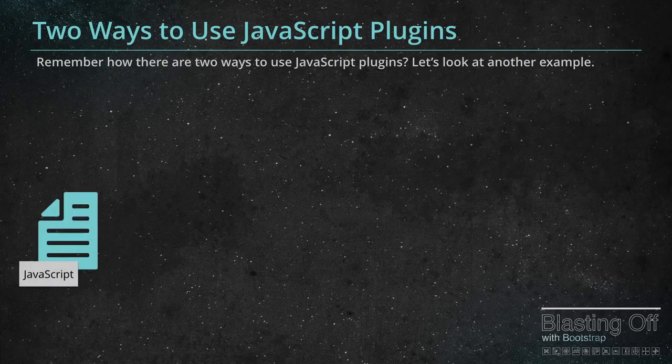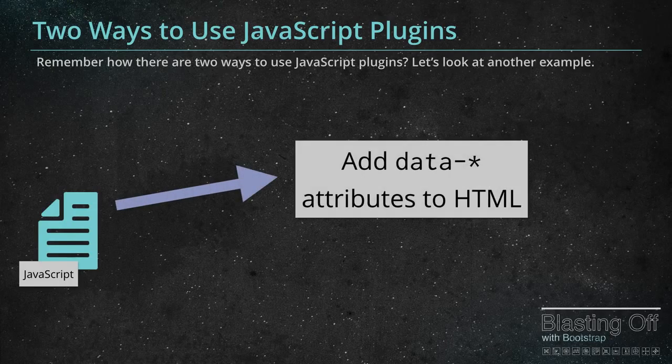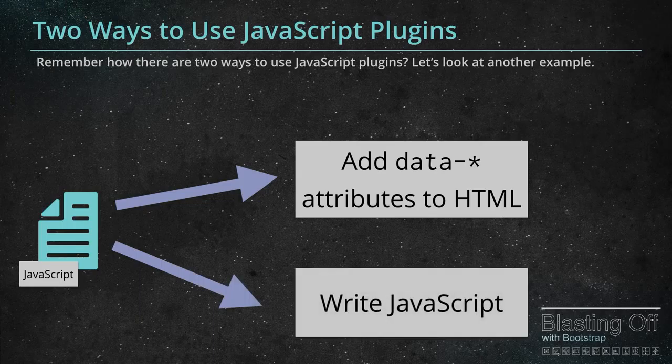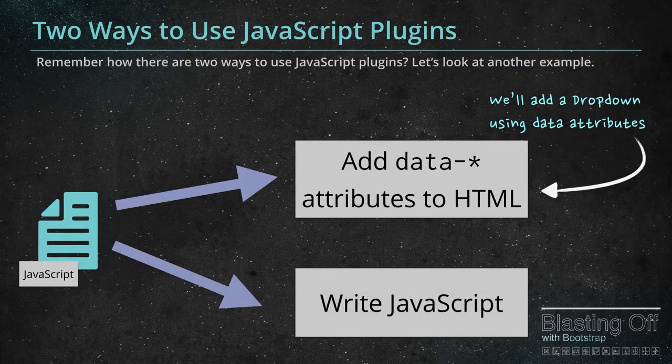Actually, we can use the dropdown plugin the same 2 ways as our Bootstrap collapse plugin, either by adding data attributes that we add to our HTML, or by writing JavaScript. Again, we'll be adding data attributes to our HTML, which is by far the easiest way to use the Bootstrap dropdown plugin. Let's see what data attributes we need to add.